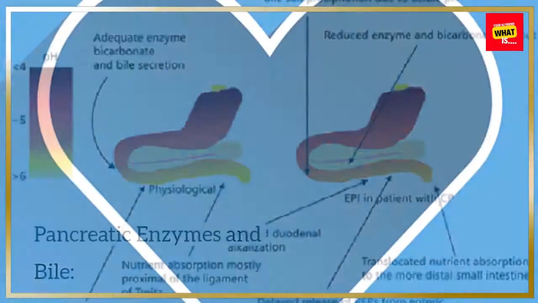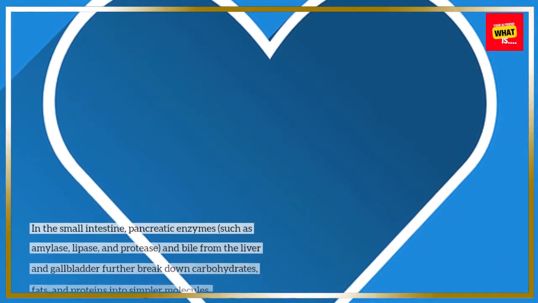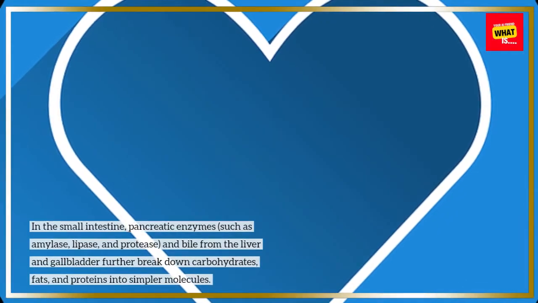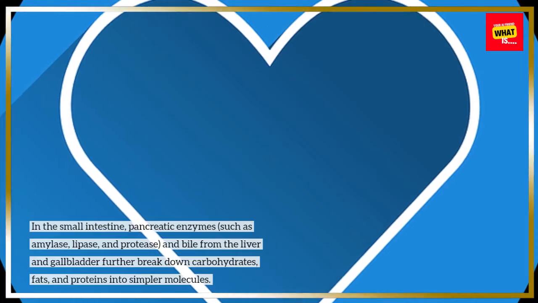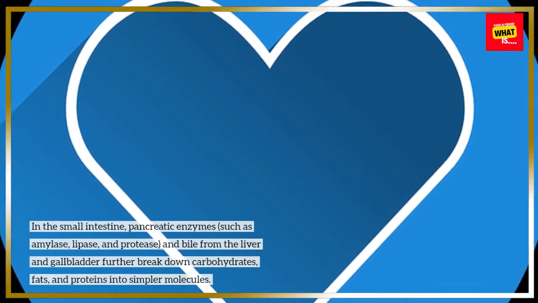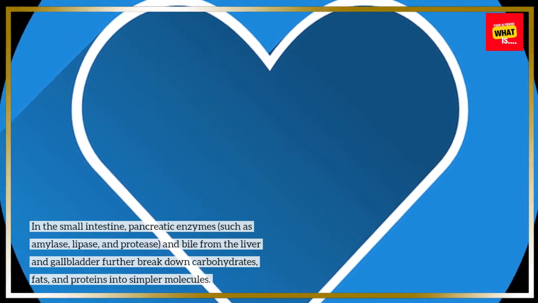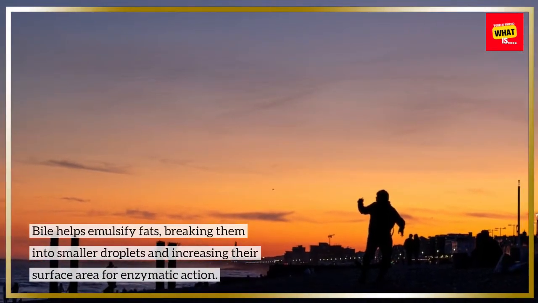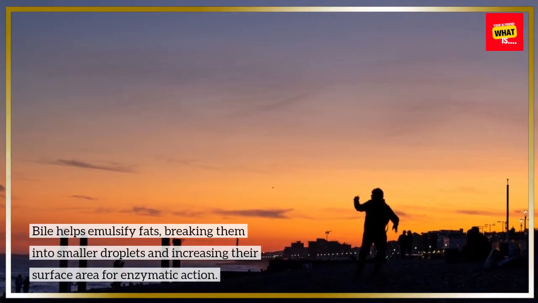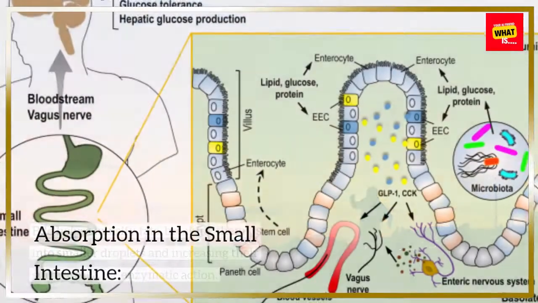Pancreatic enzymes and bile. In the small intestine, pancreatic enzymes, such as amylase, lipase, and protease, and bile from the liver and gallbladder further break down carbohydrates, fats, and proteins into simpler molecules. Bile helps emulsify fats, breaking them into smaller droplets and increasing their surface area for enzymatic action.